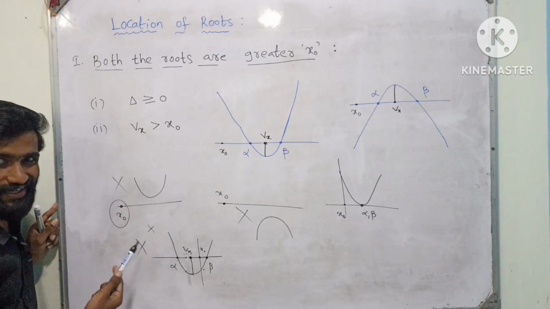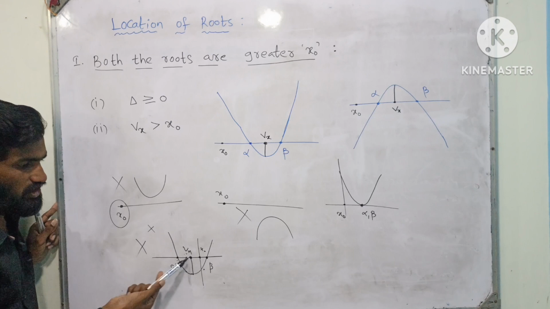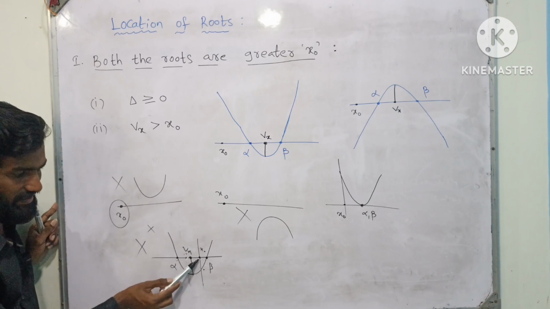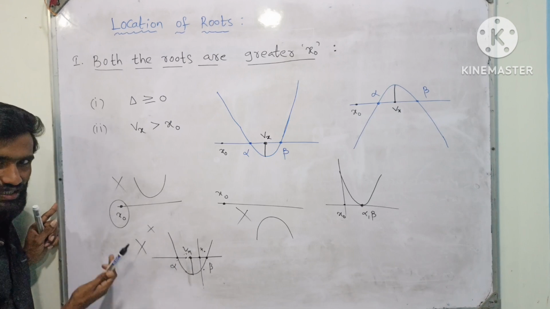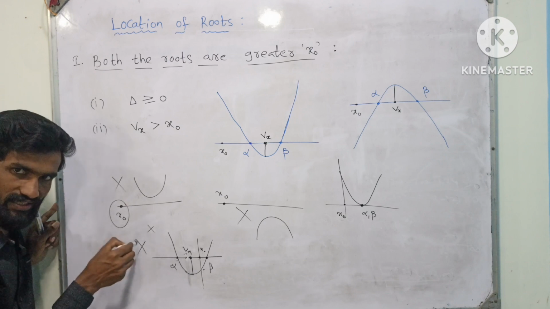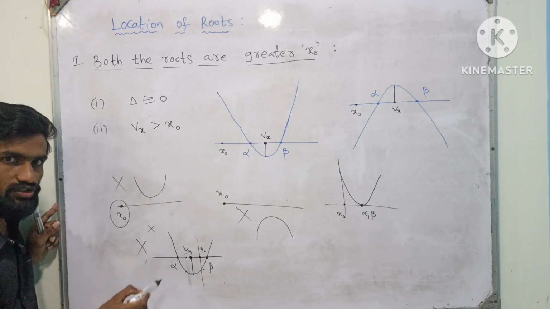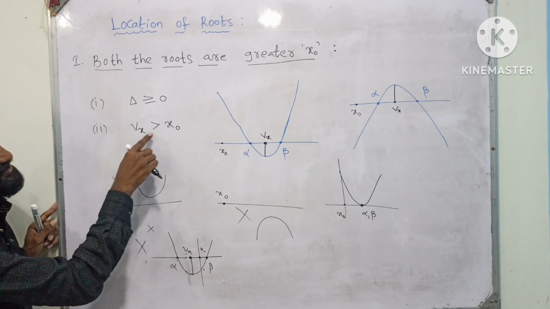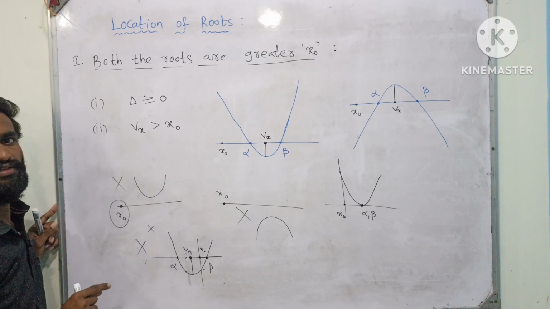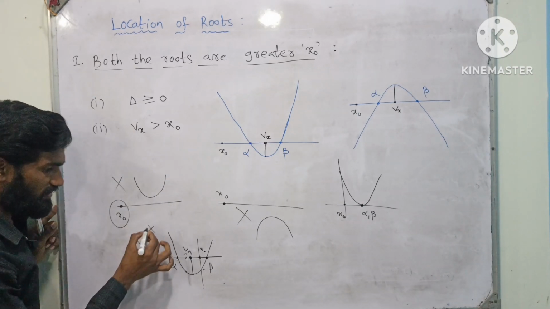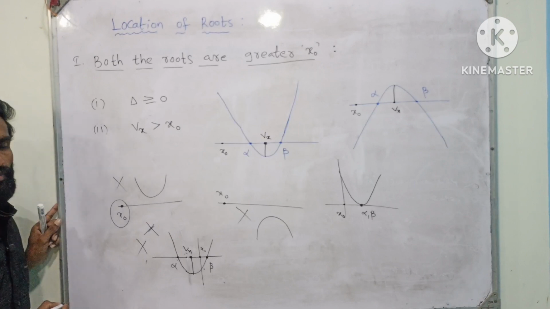Here both the roots are not greater than x naught. Only beta is greater than x naught. Alpha is less than x naught. Therefore, if I want to eliminate this false graph, what do I need to consider? Vx is greater than x naught. So this is the second condition. With this, we eliminated this case also.